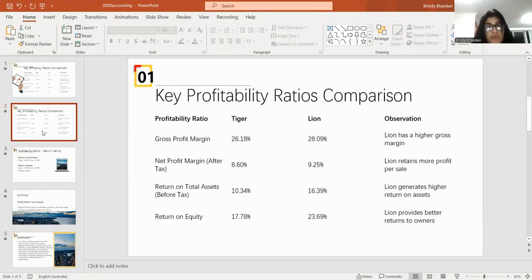Now let's move on to profitability. Starting with the gross profit margin, Tiger reports 26.18%, while Lion edges ahead at 28.09%, indicating slightly better cost control and pricing strategies. In terms of net profit margin, which reflects how much profit is generated from each dollar of sales, Tiger is at 8.60, while Lion again outperforms at 9.25.